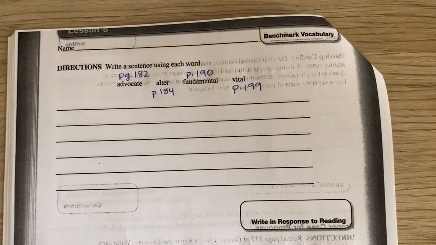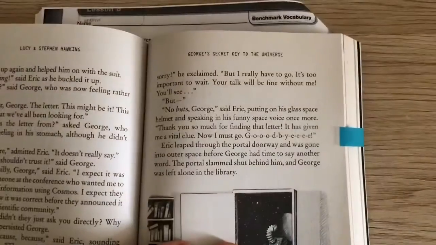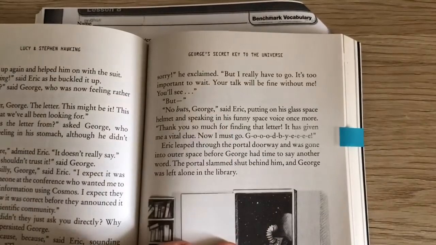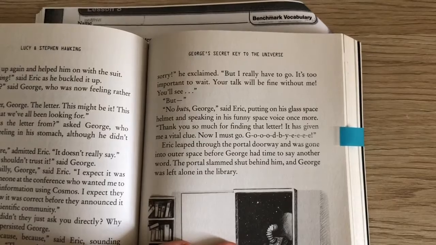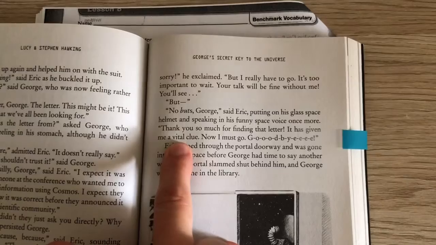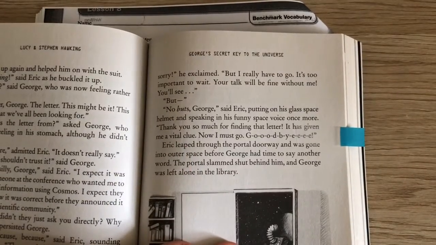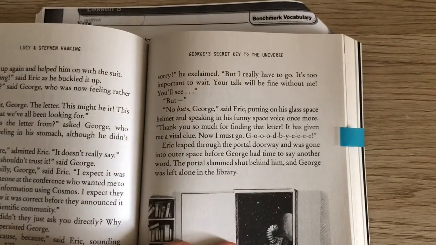And the last word is vital, on page 199. "No buts, George," said Eric, putting on his glass space helmet and speaking in his funny space voice once more. "Thank you so much for finding that letter. It has given me a vital clue. Now I must go." So right here, a vital clue, and we know that Eric is very excited about finding something, so a vital clue must be pretty important.